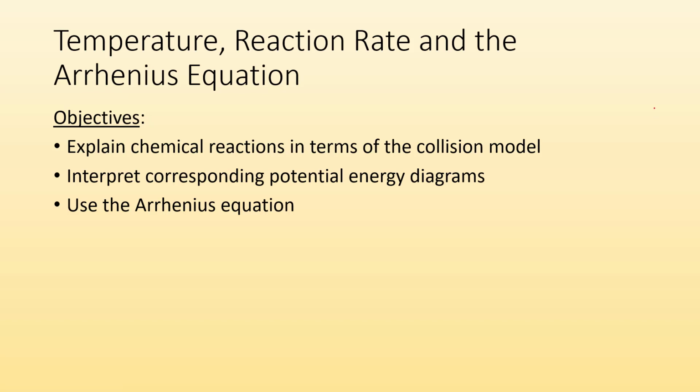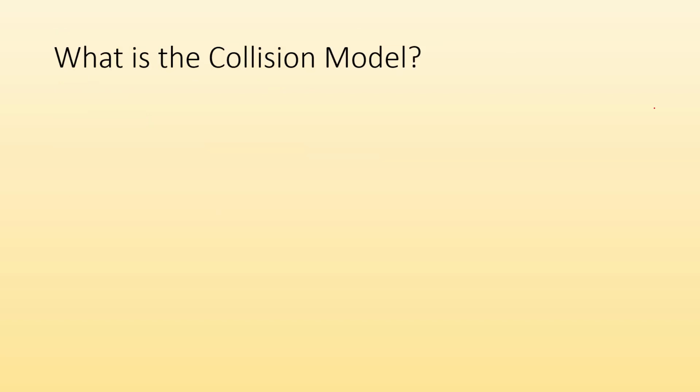This time we're going to take a look at temperature, reaction rate, and the Arrhenius Equation. So our objectives will be to explain chemical reactions in terms of the collision model, interpret corresponding potential energy diagrams, and use the Arrhenius Equation. So let's get started. What is the collision model?